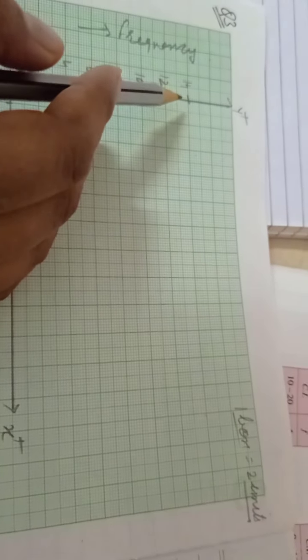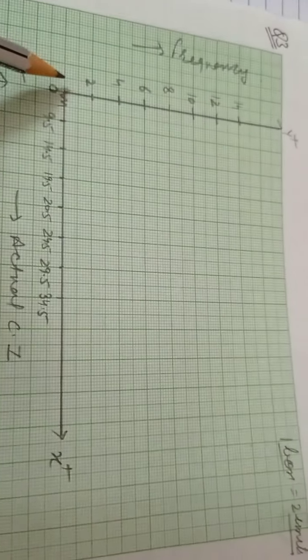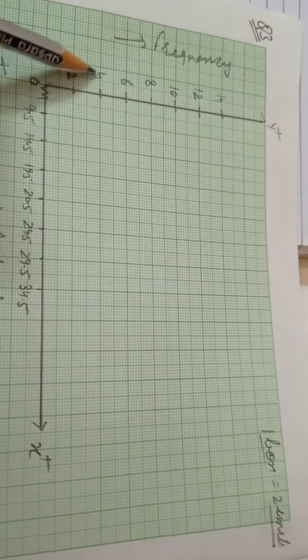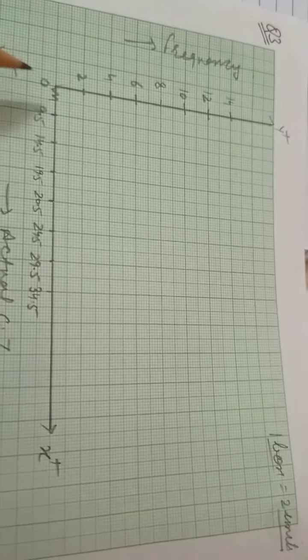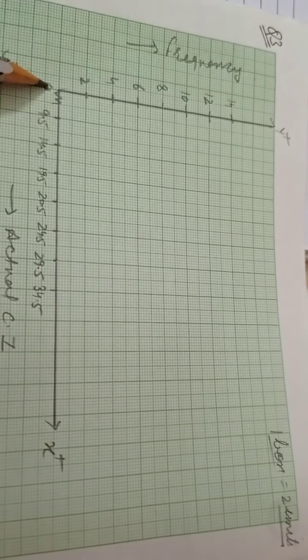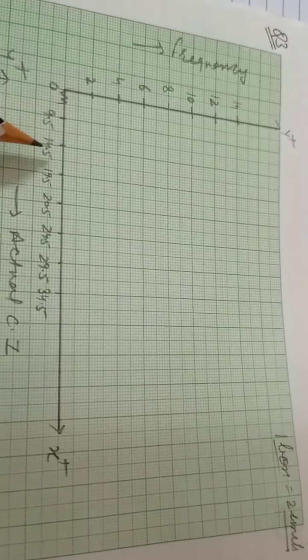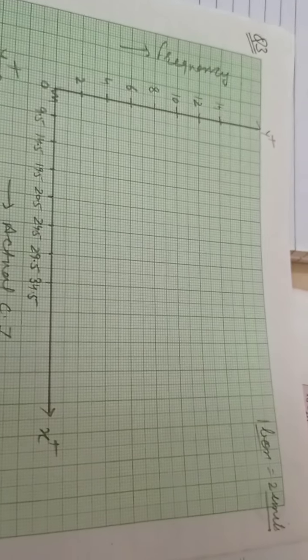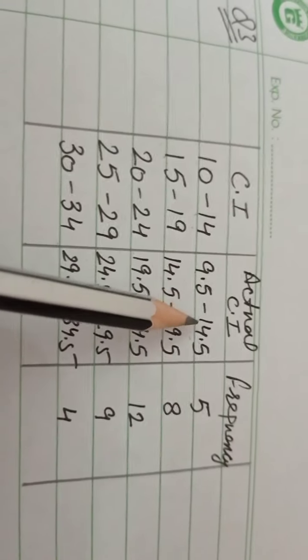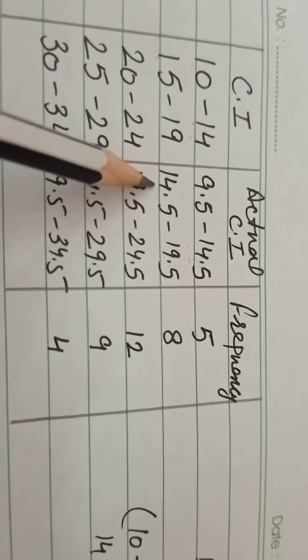The highest frequency in this case is 12. So again I took the gap of 2. Clear? So up to 12 we have to take. I covered it over here. Now what were our intervals? 0, then 9.5, then 14.5, then 19.5. You can see the intervals over here. So the class interval 0 to 9.5, then 9.5 to 14.5, then 14.5 to 19.5, and so on.